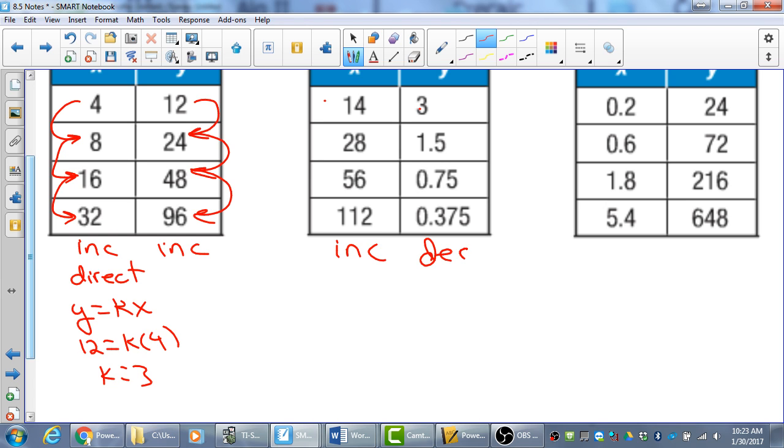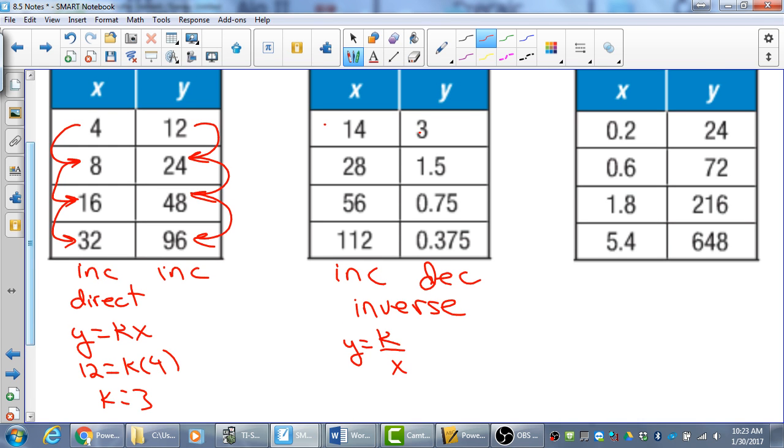These values are increasing as you go down, and look how this is decreasing. So this is decreasing. That means we have an inverse relationship. It varies inversely. One's going down, one's going up. Now that's y equals k over x. So you divide on that one. Multiply with direct and you divide on inverse.